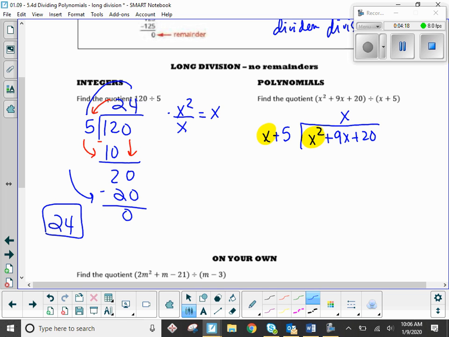What did I do next after I found the 2? Times 5, which was 10. I'm going to do that here. x times this entire thing, x plus 5. And we're going to write it down there. Okay, so that's x times the divisor, which is x squared plus 5x. And you write it down.